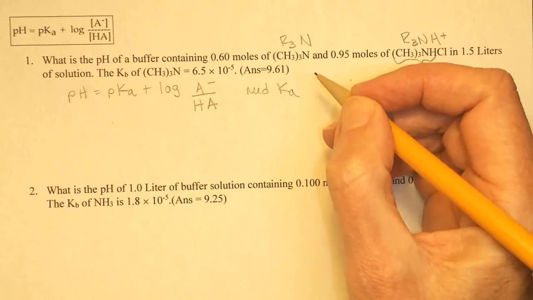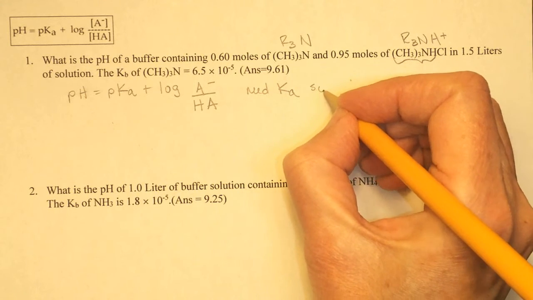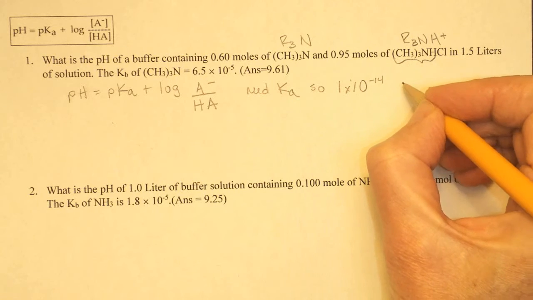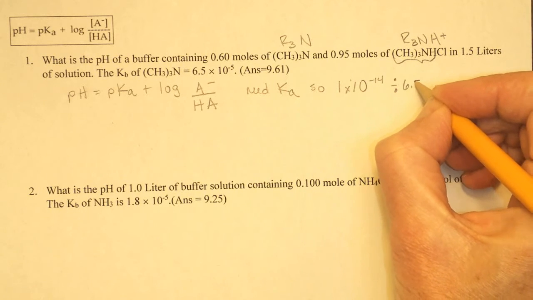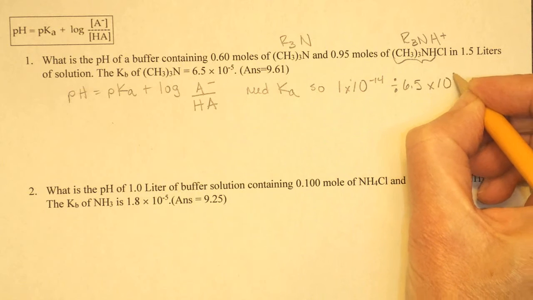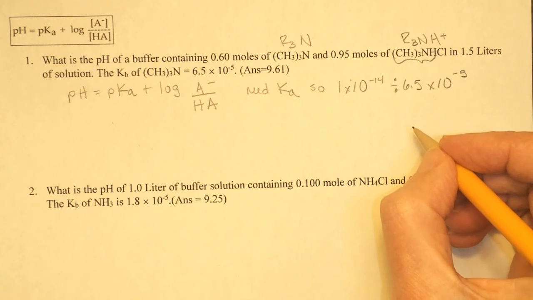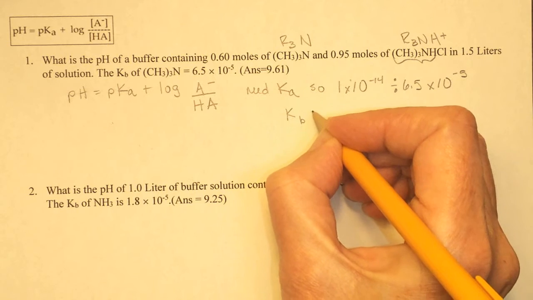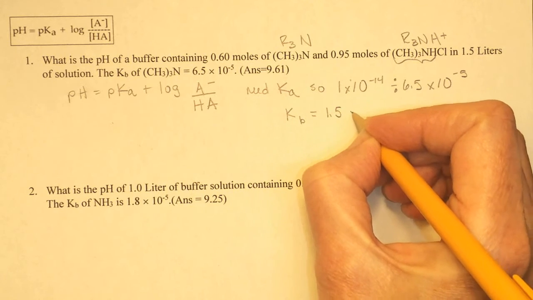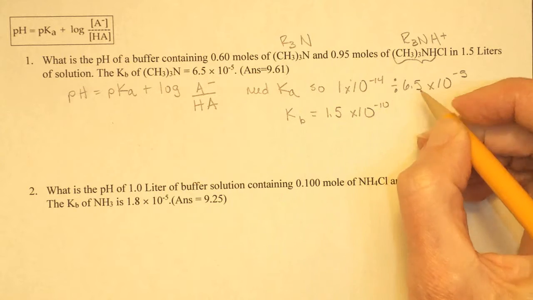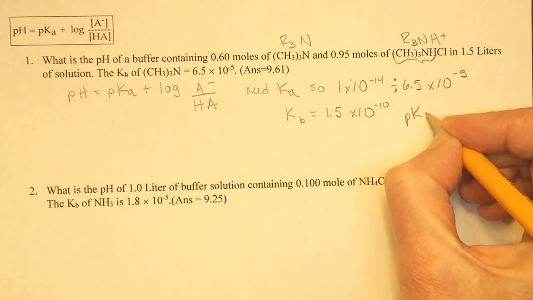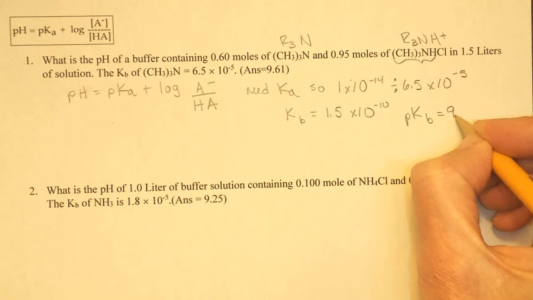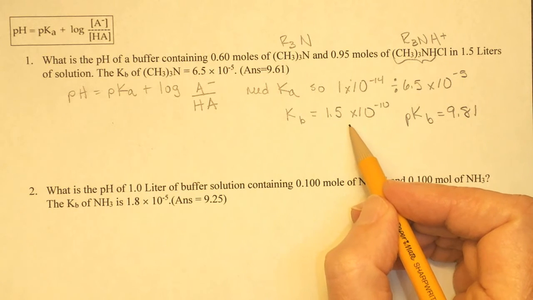So we're going to take 1 times 10 to the negative 14th and divide it by 6.5 times 10 to the negative 5th. And that means that our value of Ka is equal to 1.5 times 10 to the negative 10th, and pKa is going to be equal to 9.81. Remember, we take the negative log.